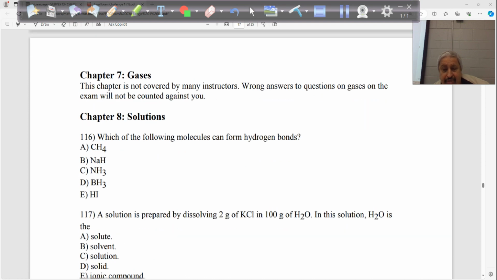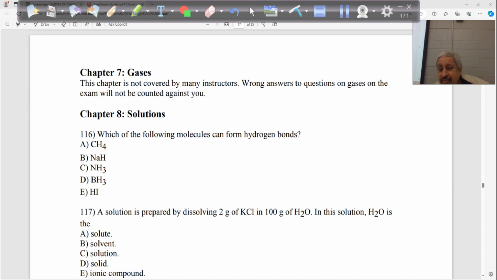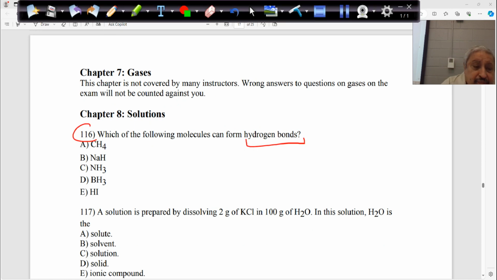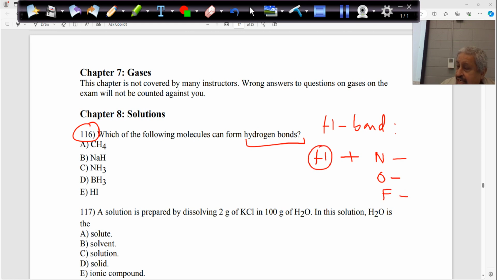I'm not sure if we have covered the hydrogen bond. This is good to look into, and there's no calculation. A hydrogen bond is a bond between hydrogen plus one of the atoms that are present: nitrogen, oxygen, fluorine. So you have to have hydrogen on one side and one of these atoms.